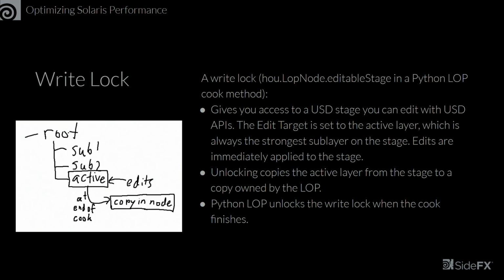So that's read locks. Write locks and layer locks should only be used within the cook method of a lop node. And so a write lock is what happens when you call lop node.editable stage.